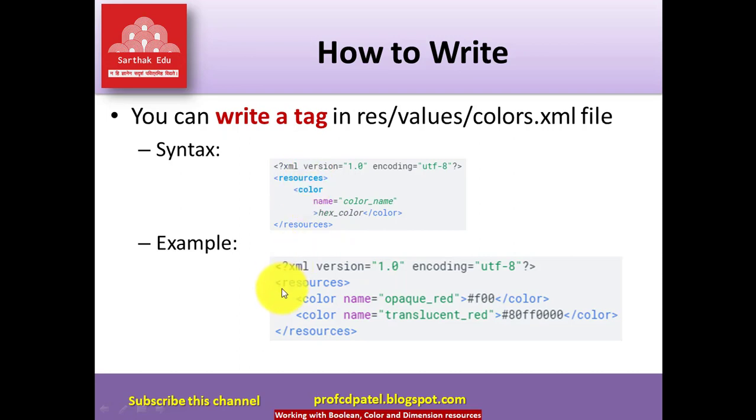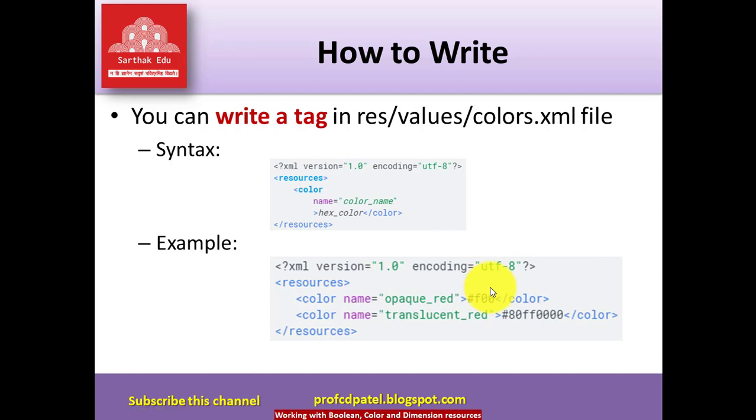All the resource tags are defined within the resources root tag. Now if you want to set a color resource, please mention the color tag and then the name of the key using the name attribute and the value in any of the formats. These formats are hash, R, G and B. These formats are hash, double A, double R, double G and double B. So this is format number 4 and this is format number 1. So you can use any one of them.